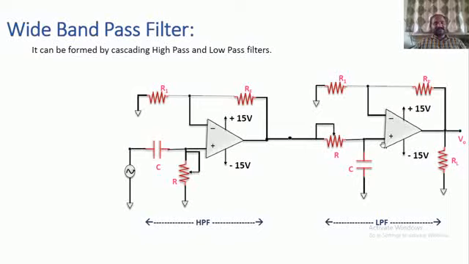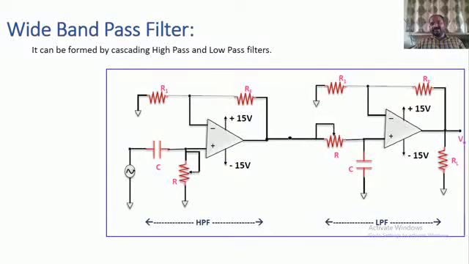So this entire circuit diagram is acting as a band pass filter. Whether it is a wide band or narrow band, this circuit is a wide band pass filter. With the numerical value, how can we differentiate whether the filter is a wide band pass filter or a narrow band pass filter?